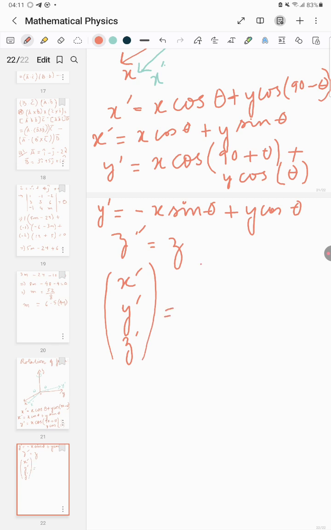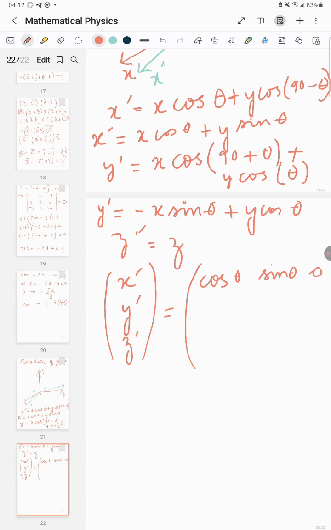And on the right hand side, what we have is, so this is basically cos theta, because let me explain it. Why cos theta? Because the coefficient of x in the x prime equation is cos theta. The coefficient of y in the x prime equation is sin theta. And does it have any z coordinate? No, so it will be a 0.